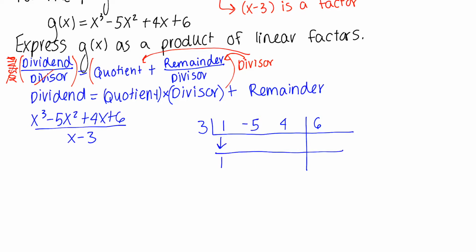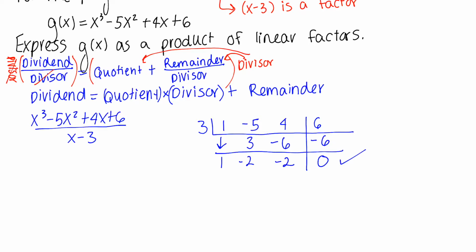Pull down the 1. 3 times 1 is 3. Negative 5 plus 3 is negative 2. Negative 2 times 3 is negative 6. 4 minus 6 is negative 2. 3 times negative 2 is negative 6. 6 minus 6 is 0, which we were hoping for here because they told us that 3 was a 0, so it should work out.